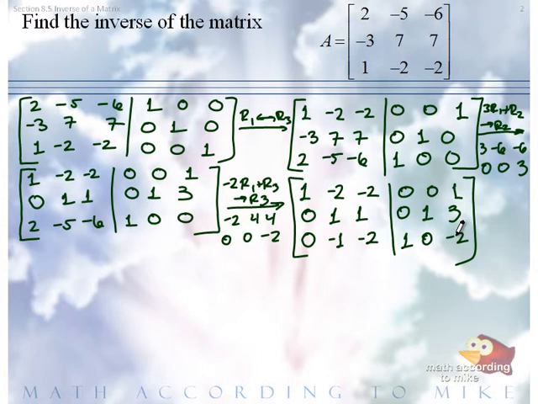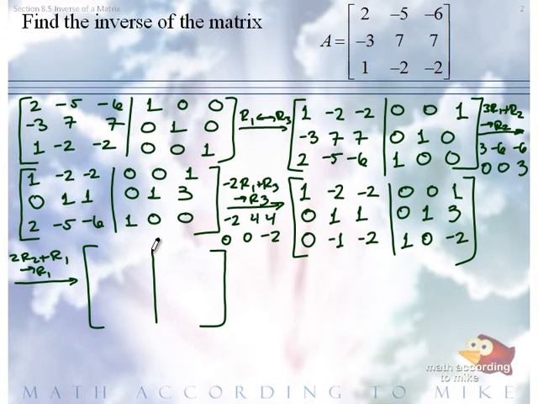What's the next operation? 2R2? Yeah. So rows 2 and 3 will not change. 2 times the second row would be 0, 2, 2.